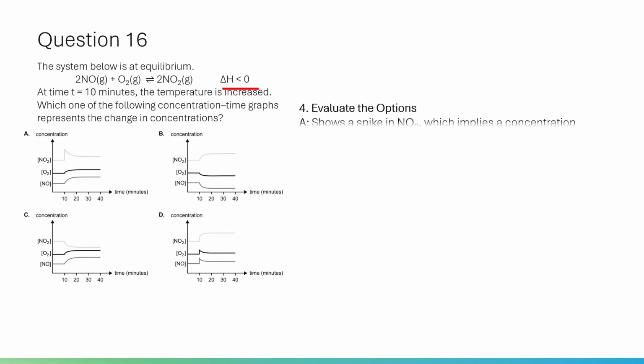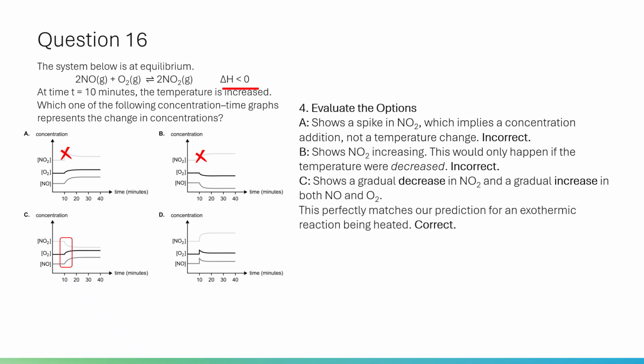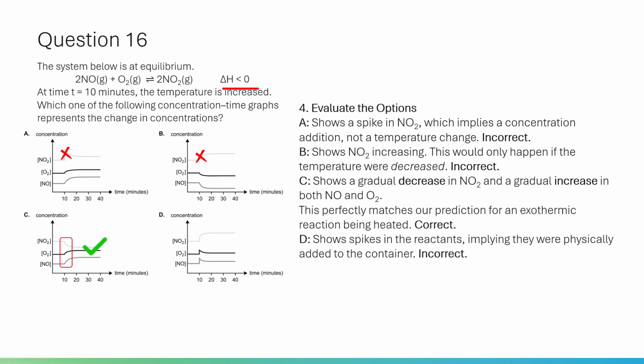4. Evaluate the options. A. Shows a spike in NO2, which implies a concentration addition, not a temperature change. Incorrect. B. Shows NO2 increasing. This would only happen if the temperature were decreased. Incorrect. C. Shows a gradual decrease in NO2 and a gradual increase in both NO and O2. This perfectly matches our prediction for an exothermic reaction being heated. Correct. D. Shows spikes in the reactants, implying they were physically added to the container. Incorrect.